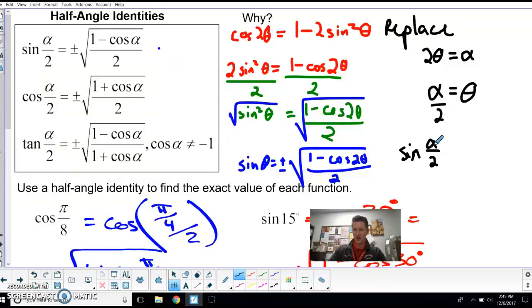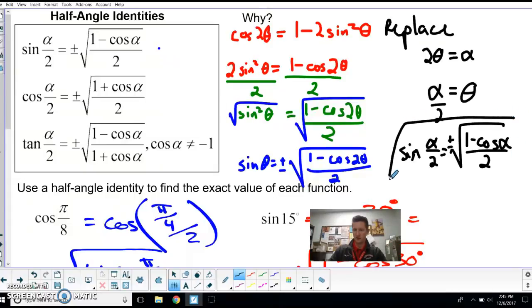So the sine of half of some angle is equal to the square root of, and I should put plus or minus there, I suppose, 1 minus the cosine of that angle, okay, alpha, which is double some other angle, okay, all divided by 2. So there we would have our half angle identity for sine.